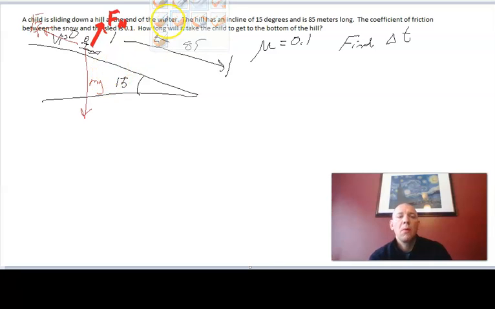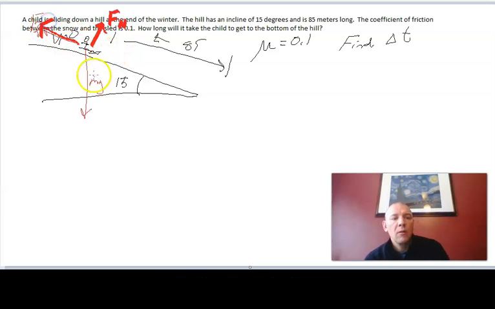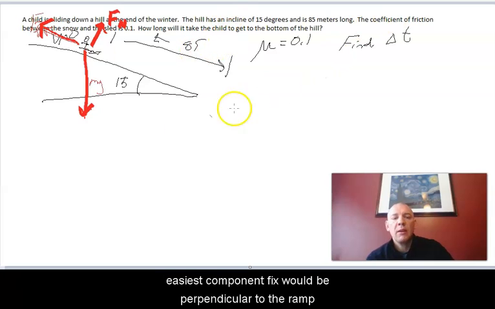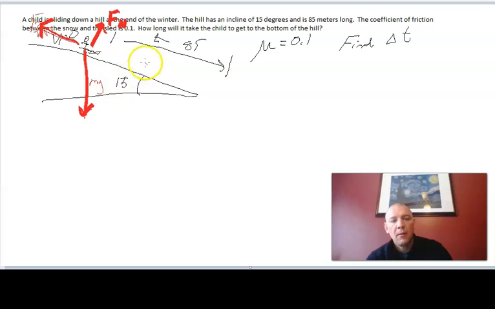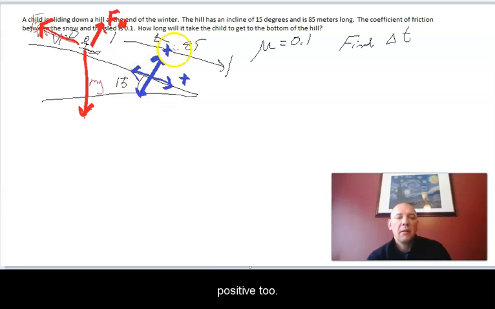All right, the next step here is to break this into components. And since we have a ramp and the person is going to be traveling along the length of the ramp, it seems like the easiest component fix would be perpendicular to the ramp and parallel to the ramp. I think down the ramp would be positive. It's kind of up to you guys. I'll go down. Down is positive.